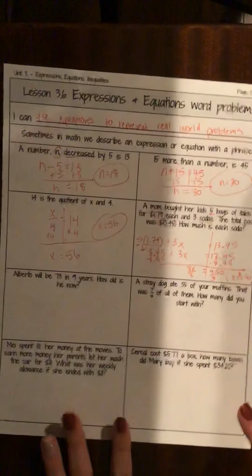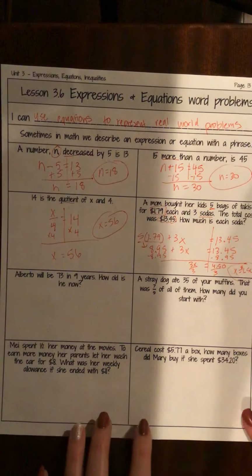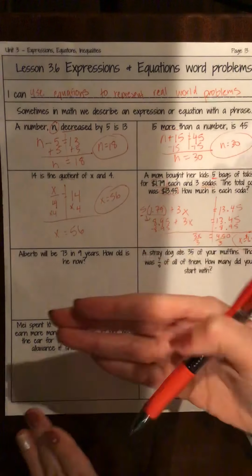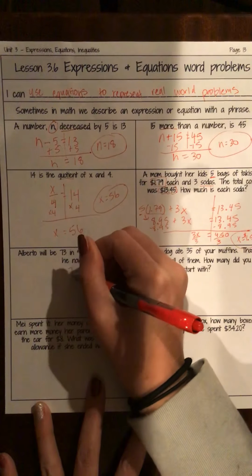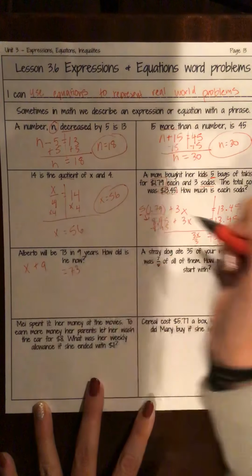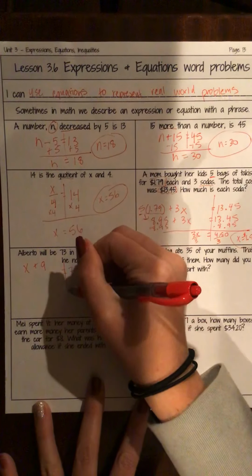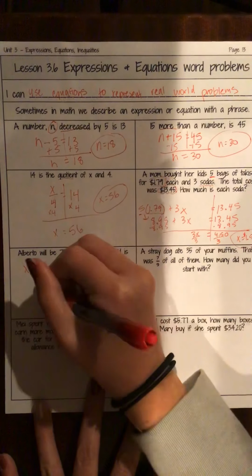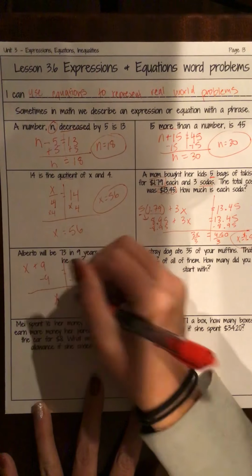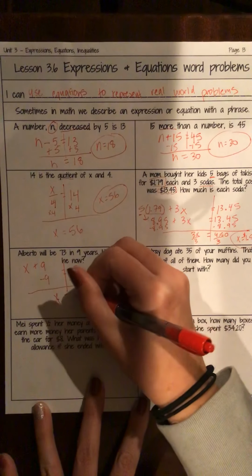The next one says, Alberto will be 73 in 9 years. How old is he now? So in 9 years, he'll be 73. So we're going to add 9 and then set it equal to 73. And again, they didn't give us our variable. We can pick, we can do x plus 9 equals 73. Draw our line through the equal sign. Do the opposite, so subtract 9 from both sides. We're left with x equals 64.